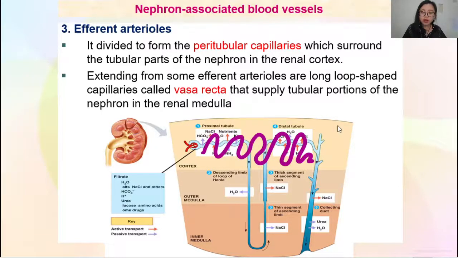From some efferent arterioles, you will have blood vessels that go to this part.